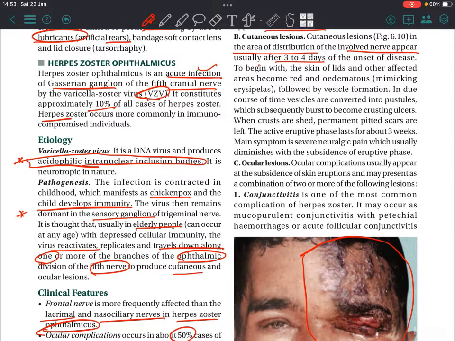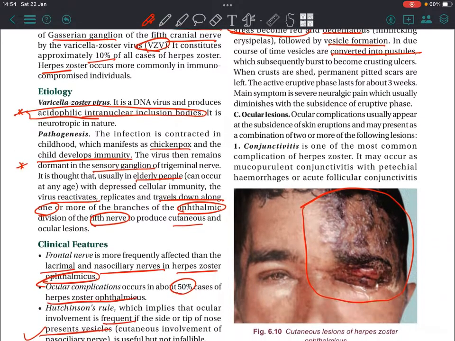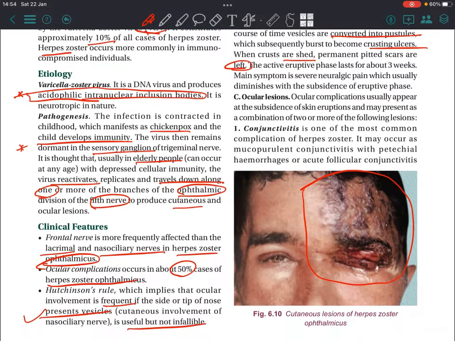To begin with, skin of the lids and other affected areas become red and edematous, followed by vesicle formation. In the course of time, vesicles are converted into pustules, which subsequently burst to become crusting ulcers. When crusts are shed, permanent pitted scars are left. The active eruptive phase lasts for about 3 weeks. Main symptom is severe neurologic pain, which usually diminishes with subsidence of eruptive phase.